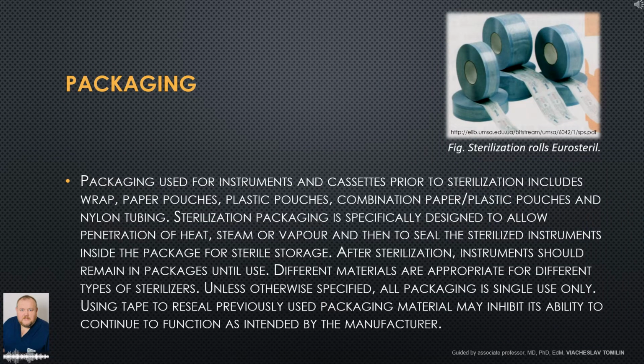Packaging. Packaging used for instruments and cassettes prior to sterilization includes wrap, paper pouches, plastic pouches, combination paper/plastic pouches and nylon tubing. Sterilization packaging is specifically designed to allow penetration of heat, steam or vapor and then to seal the sterilized instruments inside the package for sterile storage. After sterilization, instruments should remain in packages until use.